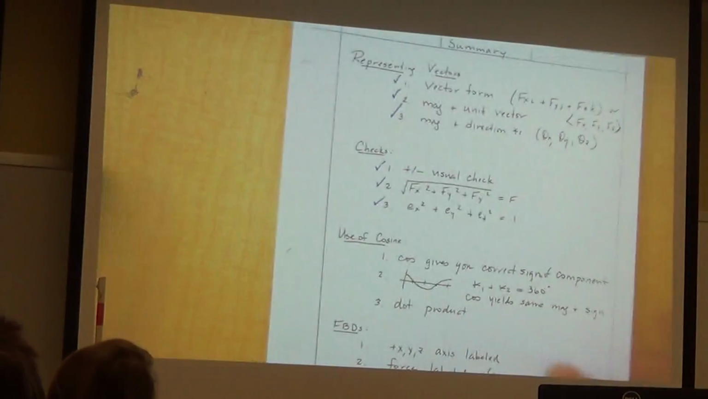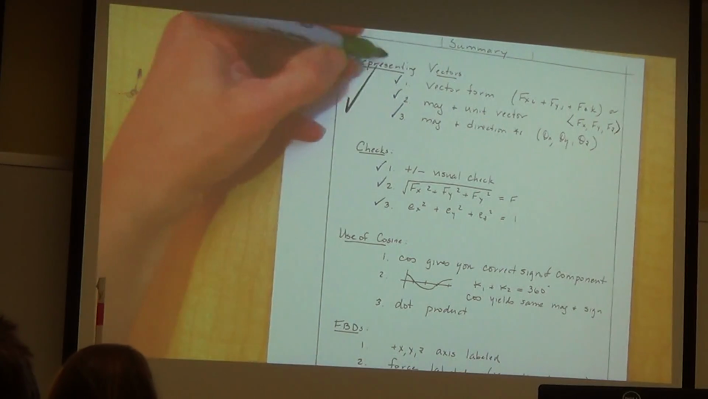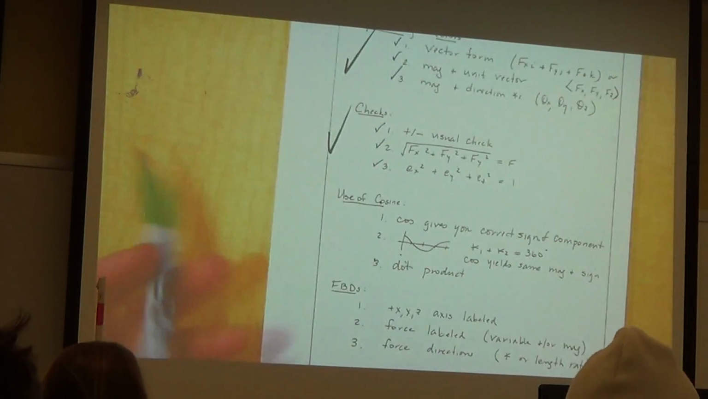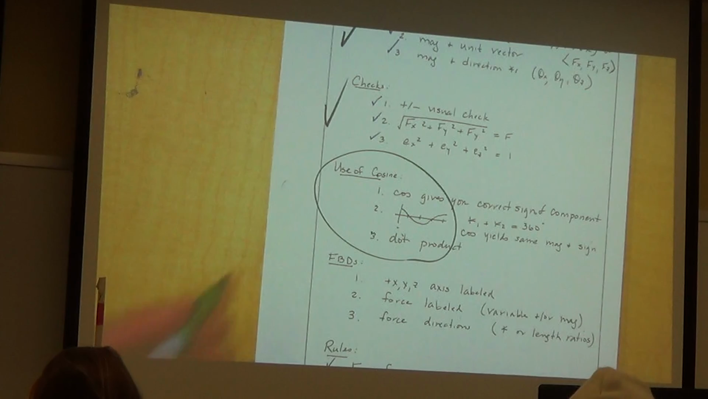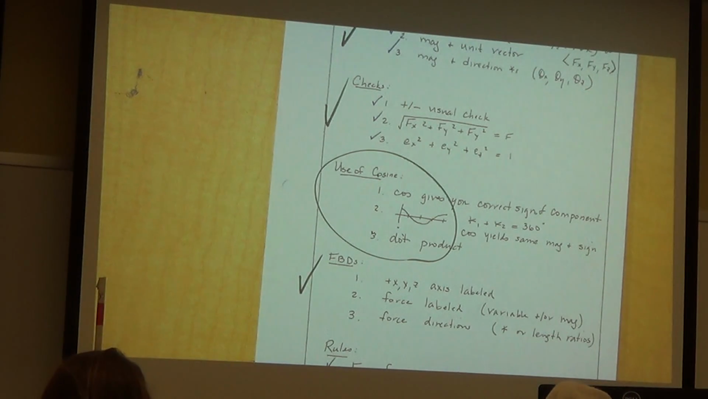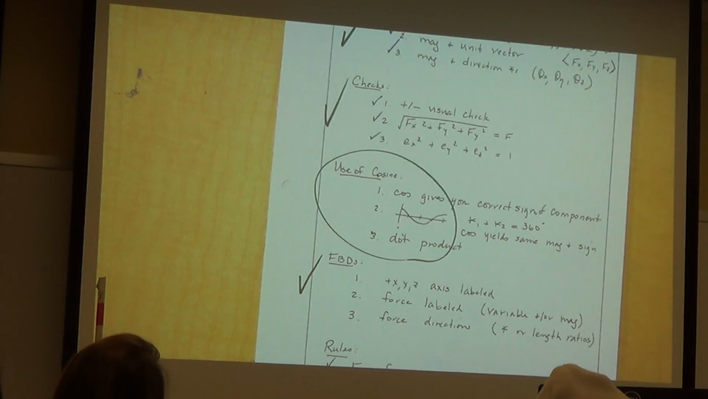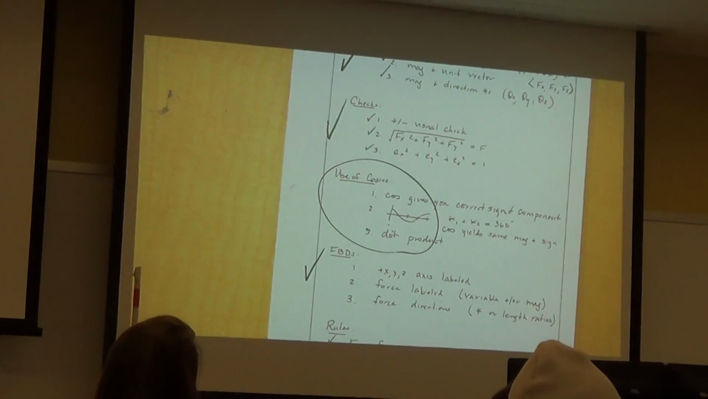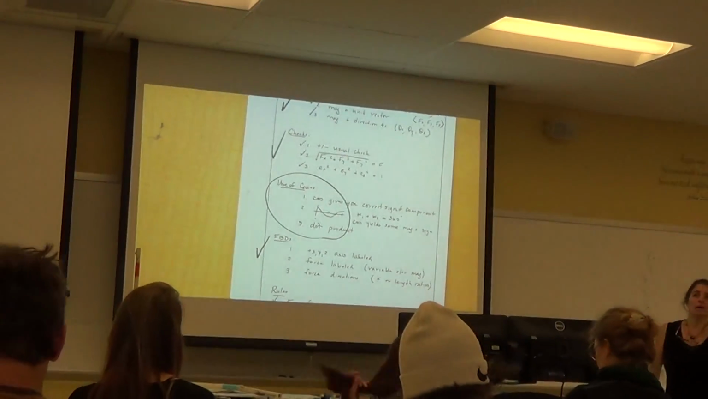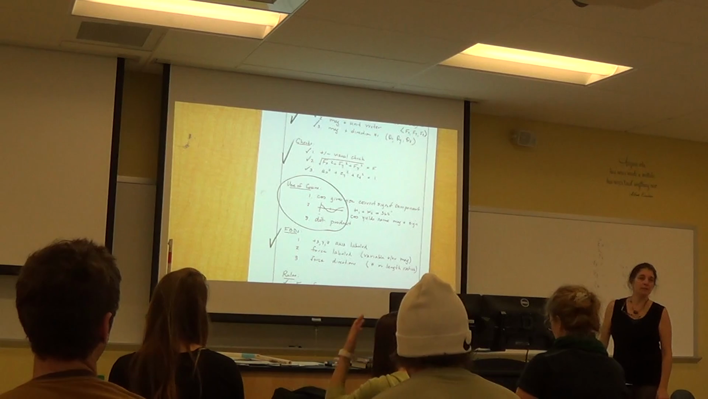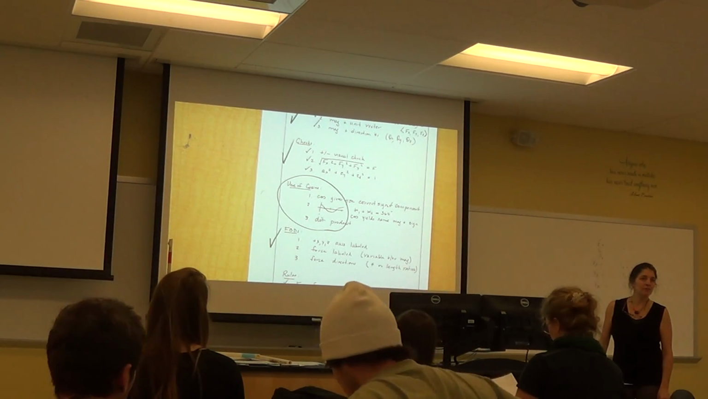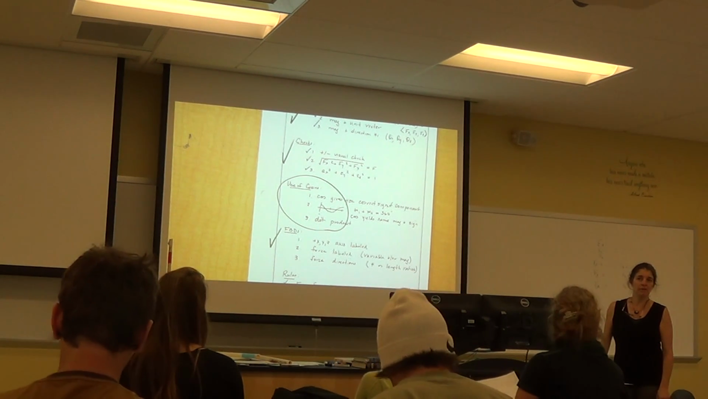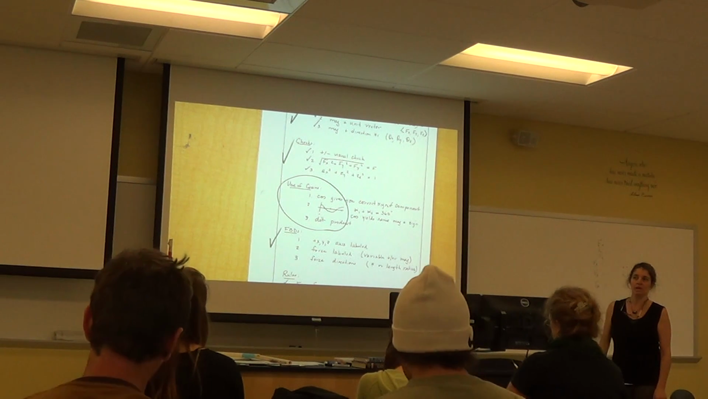But okay, let's go back to the summary. We already did the vector summary. We already did the check summary. We're going to look at cosines in a little bit. You know this already. You had to do a lot of free body diagrams in physics. The new thing is you're doing a lot of 3D free body diagrams. So you have to get comfortable seeing things in 3D and drawing in 3D.